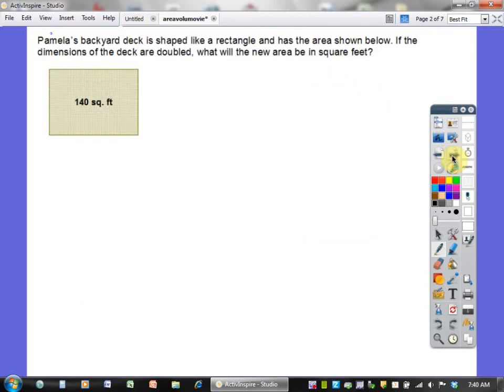So let's look at another of these type questions. It says here that Pamela's backyard deck is shaped like a rectangle and has the area shown below. If the dimensions of the deck are doubled, what will the new area in square feet be? Well, once again, and test makers know this, students would typically just say 140 times 2 to get 280.